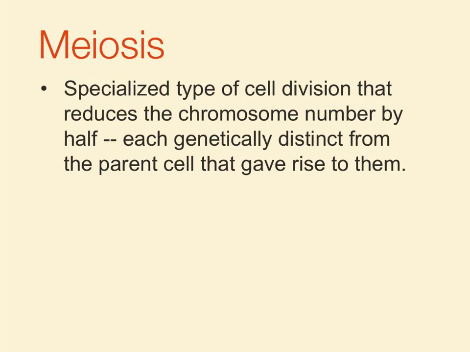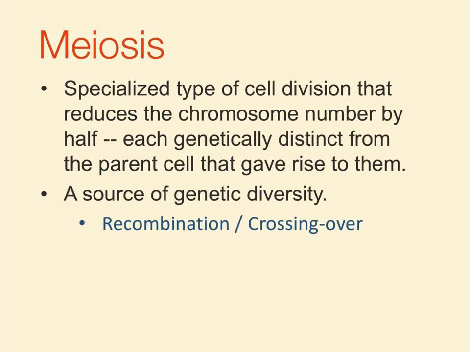As I said, it's a specialized type of cell division that reduces the chromosome number in half, each genetically distinct from the parent cell that gave rise to them. It's a source of tremendous genetic diversity, and particularly those two mechanisms that we'll talk about that introduce this diversity are recombination, also called crossing over, and then independent orientation.